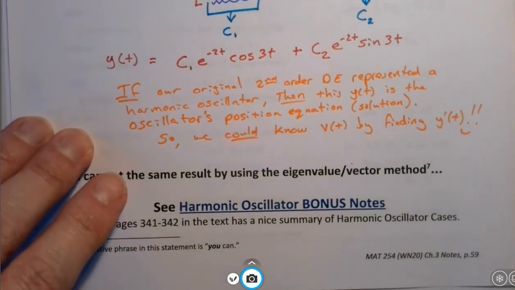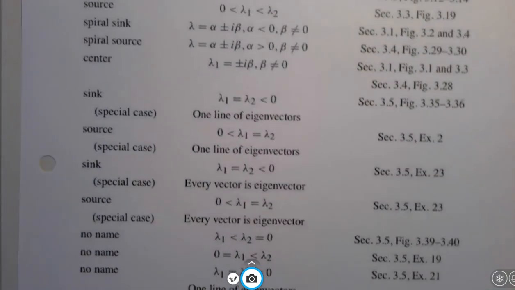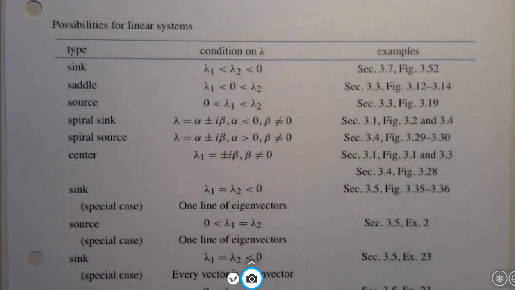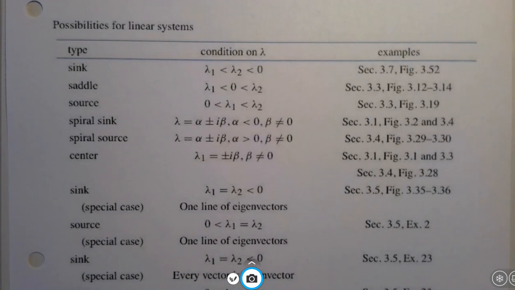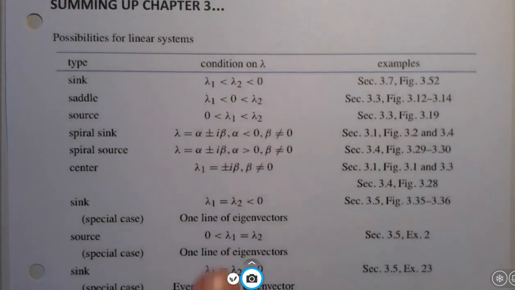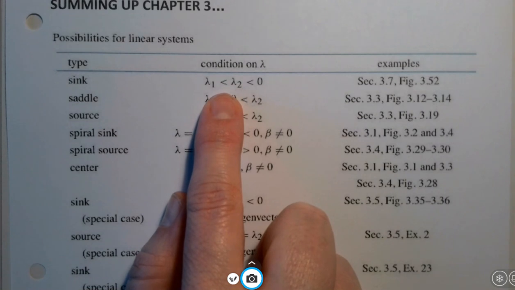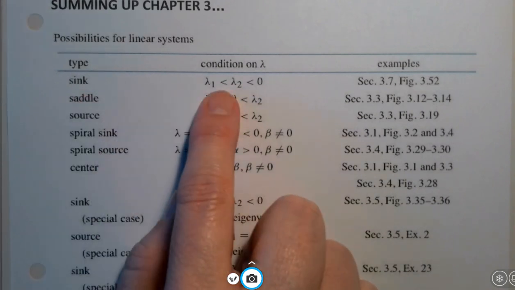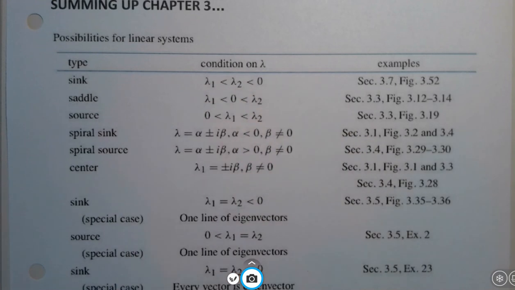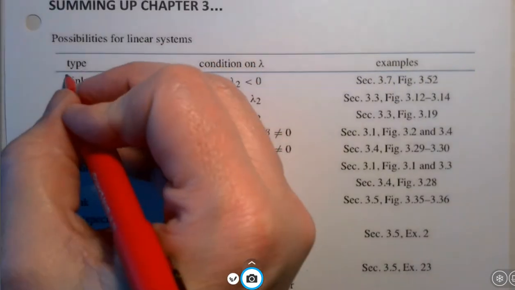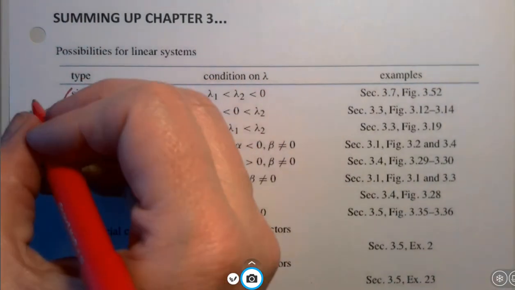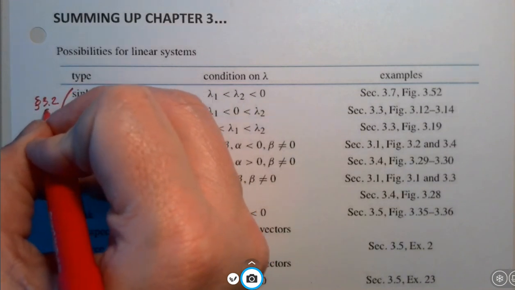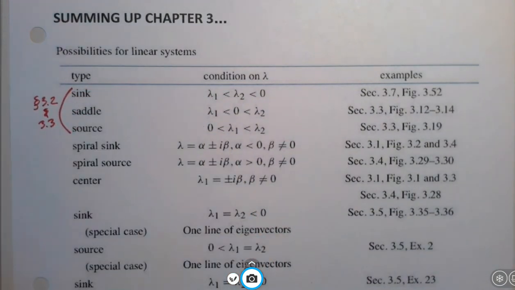There's one last page that kind of pulls together all the different situations that we may have run into, all the different possible linear systems that we've run into. What happens when you have eigenvalues that are both negative, but they're different? Well, then you have a sink, and one of them is going to be more influential than the other. What happens when you have a saddle? Well, that means you have one positive and one negative. So some of this stuff is going to look really familiar. These first three, these are really basically 3.2 and 3.3. So sections 3.2 and 3.3.